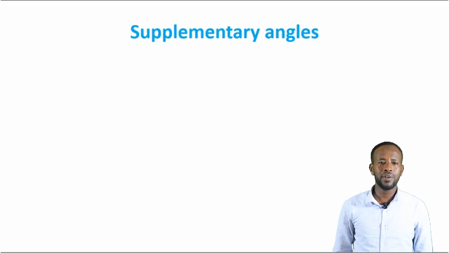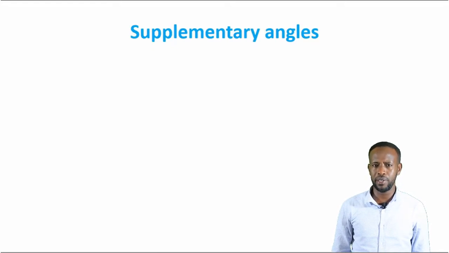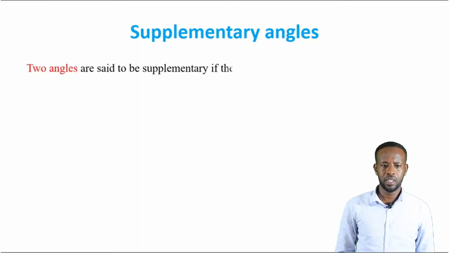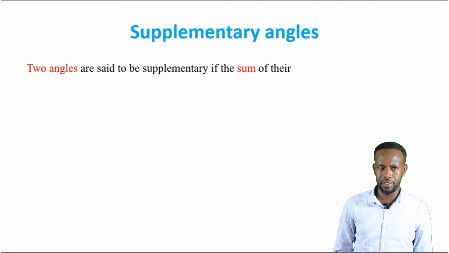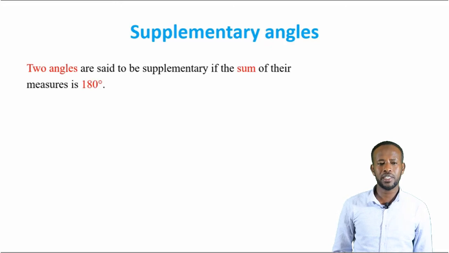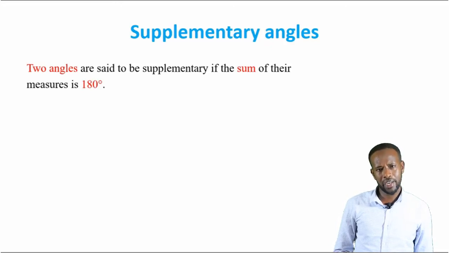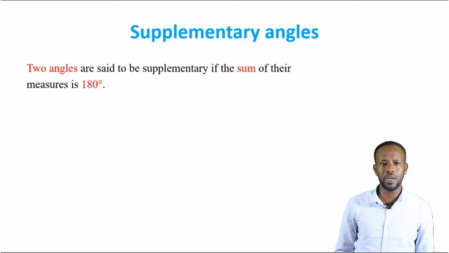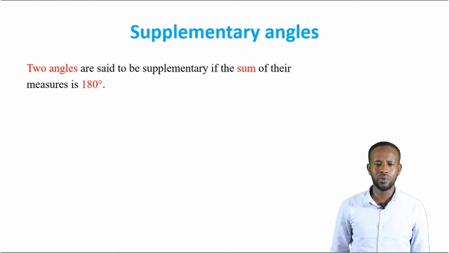Okay, now let us see this topic, which is about supplementary angles. What are supplementary angles? I hope that you remember that you saw in your lower grades maybe. But as a reference, we will write here, supplementary angles. Two angles are said to be supplementary if the sum of their measures is 180 degrees. If two angles add up to 180 degrees, we call them what? Supplementary angles. Can you give me an example?